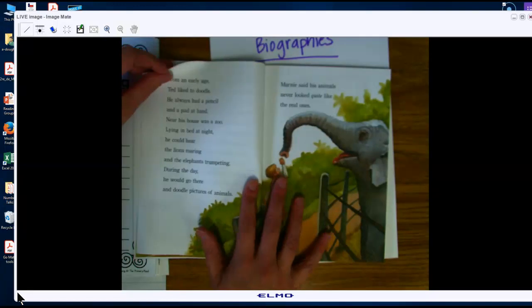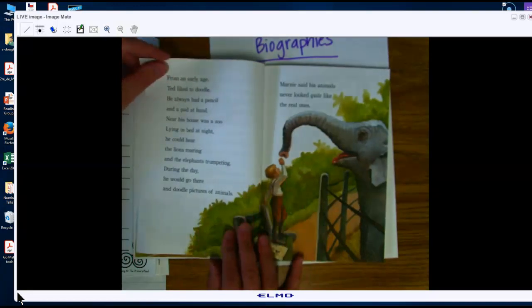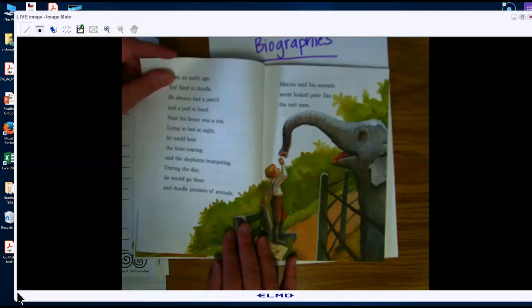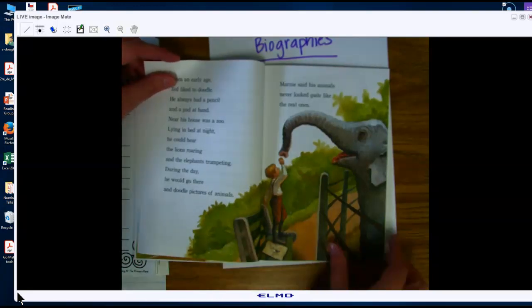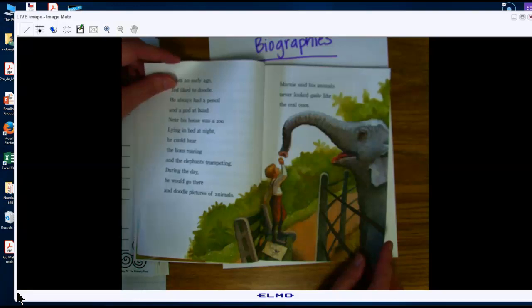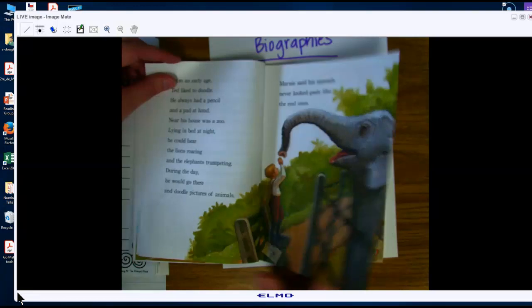From an early age, Ted liked to doodle. He always had a pencil and a pad at hand. Near his house was a zoo, and lying in bed at night, he could hear the lions roaring. That's pretty cool. And the elephants trumpeting. During the day, he would go there and doodle pictures of animals. Marnie said his animals never looked quite like the real ones. Do you see lots of animals in Dr. Seuss's books? Yeah. They're kind of wacky looking. That's where he started that.